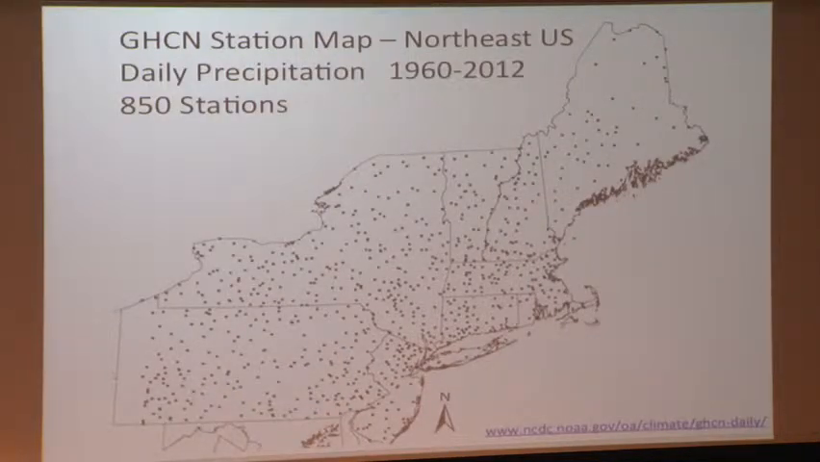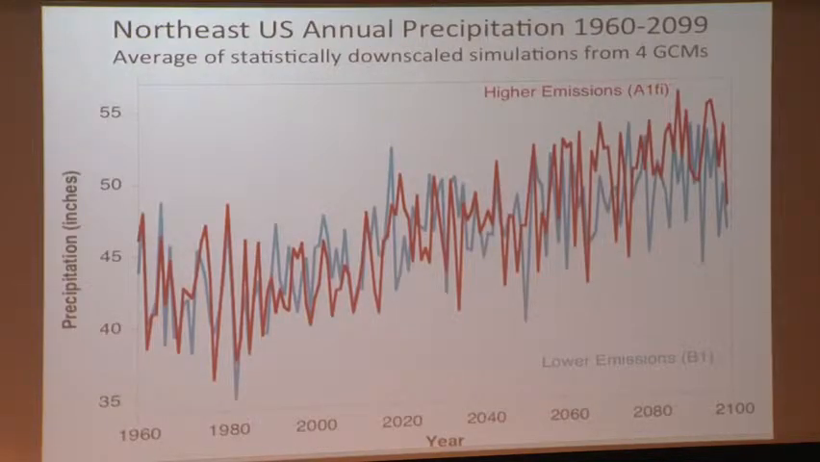We did the same downscaling for precipitation. It turns out there's many more GHCN stations for precipitation, 850 stations across the region. So once again, we've got the region covered pretty well. When you look at precipitation in the future, you see no difference between the high emissions and low emission scenarios. This is actually good news for the Northeast. We are going to have water in the future.